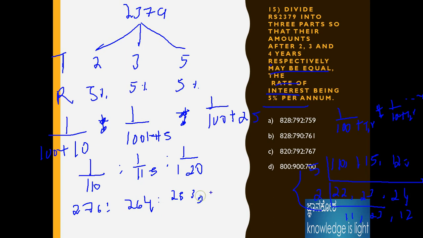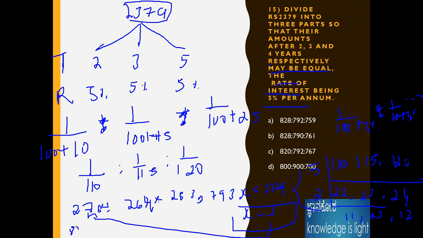Adding all the numbers, this is x, friends: 276 plus 264 plus 253, 793x is equal to the total amount, 2379. Therefore, if I calculate, x is equal to 3, just substitute the value. 276 into x, that should be 828. 276 into 3 is 828. 264 into 3 is 792.